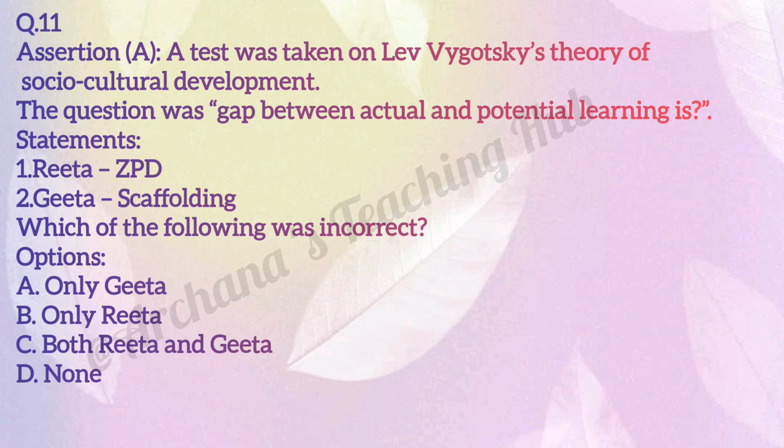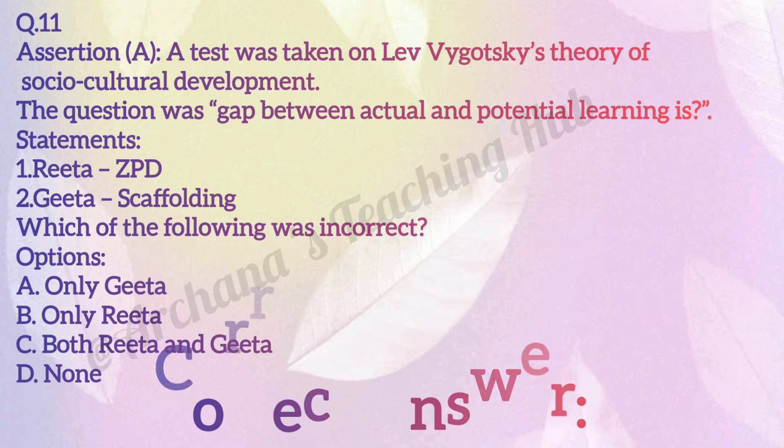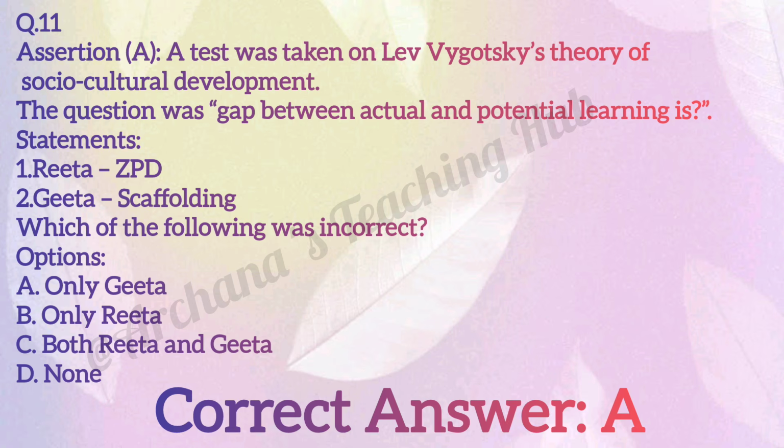Question number 11. A test was taken on Lev Vygotsky's theory of social cultural development. The question was: the gap between actual and potential learning is. Statement 1: Rita said ZPD. Gita said scaffolding. Which of the following was incorrect? Correct answer is option A, only Gita. The gap between actual and potential learning refers to ZPD, not scaffolding.